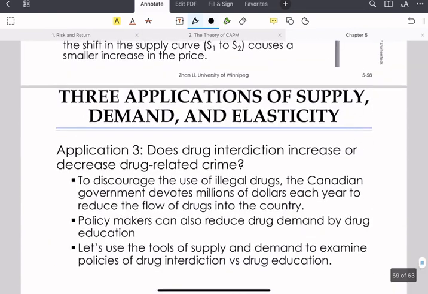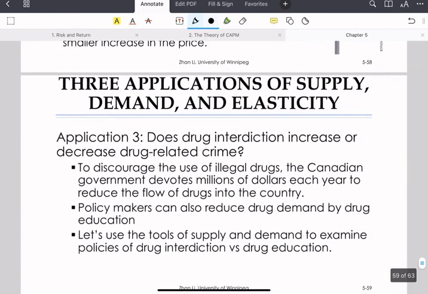Okay, that's great. Let's talk about the third application. So the third application is about drug interdiction. So basically the word interdiction could be exchanged for prevention, right? So it's about drug prevention. So our question is, does drug prevention increase or decrease drug-related crimes?